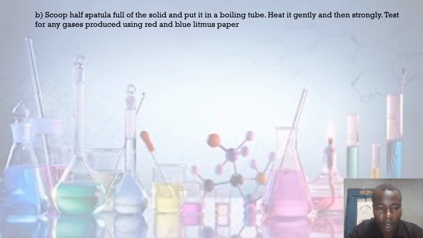Now, for the second part of the question, you may be asked to take that given scoop, half of the solid that you have, and put it in a boiling tube, and then you heat gently and strongly and test for the gases that have been produced, either using litmus papers or using a burning splint or using a glowing splint.